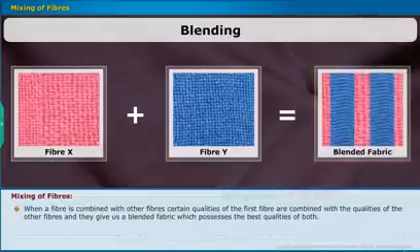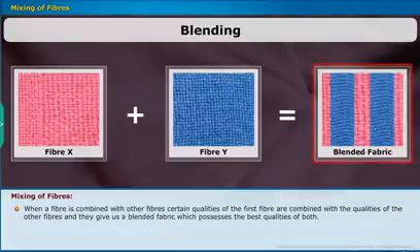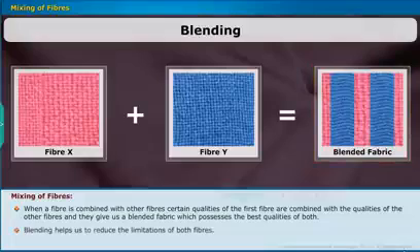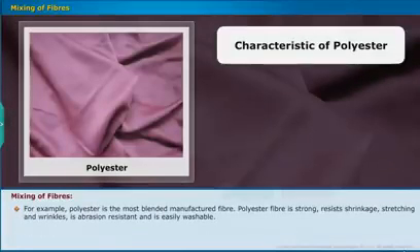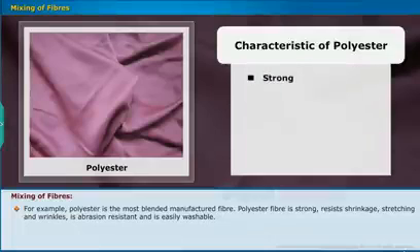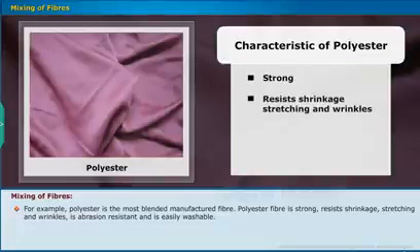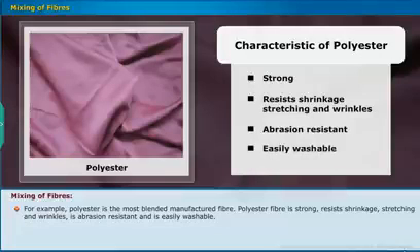When a fiber is combined with other fibers, certain qualities of the first fiber are combined with the qualities of the other fibers, and they give us a blended fabric which possesses the best qualities of both. Blending helps us to reduce the limitations of both fibers. For example, polyester is the most blended manufactured fiber. Polyester fiber is strong, resists shrinkage, stretching and wrinkles, is abrasion resistant, and is easily washable.